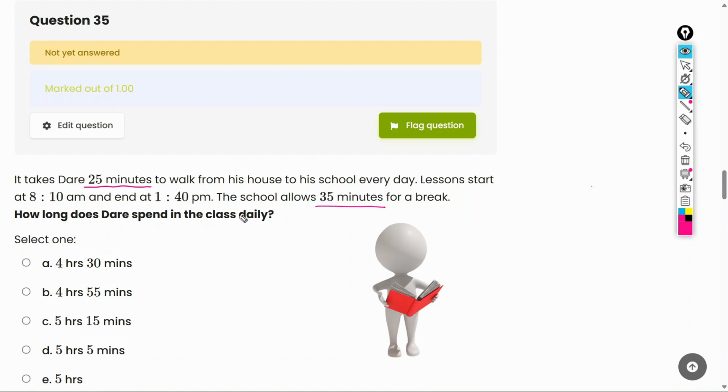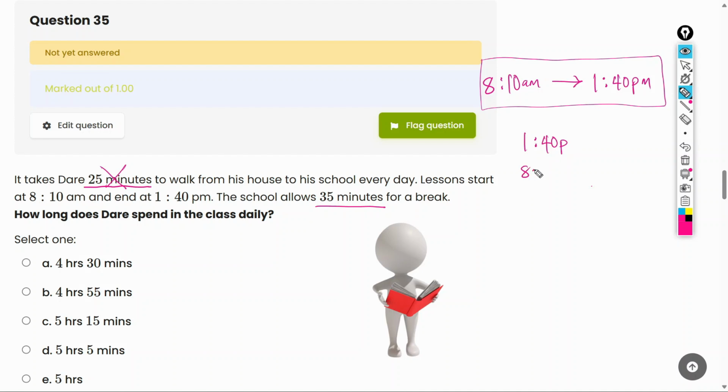It's even highlighted, so it means the time he spent walking on the road doesn't count. So in class, he is there from 8:10 a.m. to 1:40 p.m. But then there's a 35 minute break. So to figure out our answer, we subtract this and also take away 35 minutes from it. So that will be 1:40 p.m. minus 8:10 a.m.